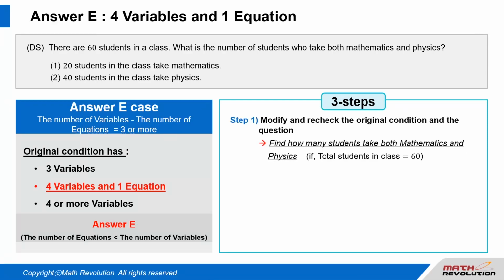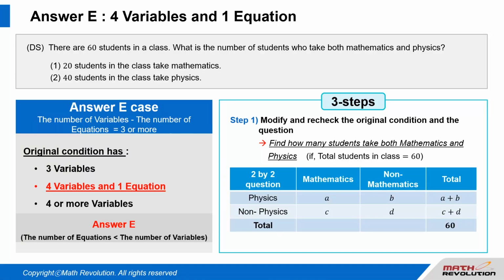Follow the first step of the variable approach by modifying and rechecking the original condition and the question. We have to find the number of students who take both mathematics and physics if there are 60 students in a class. This question is currently the most frequently appearing question type on the GMAT math section. We call this a complementary 2x2 question. We will modify the original condition by filling up the table with variables as shown below. Remember the 2x2. It commonly appears on the exam.